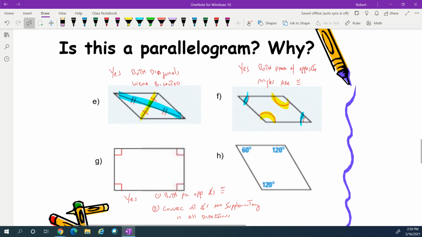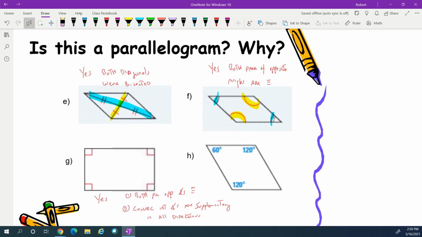And in our last question, just giving ourselves a little room here, in our quadrilateral, the angles total 360. So we're going to find the missing angle. And we can find out that it's 60.